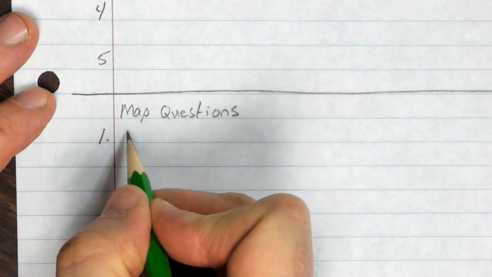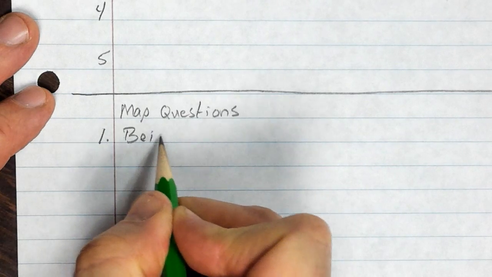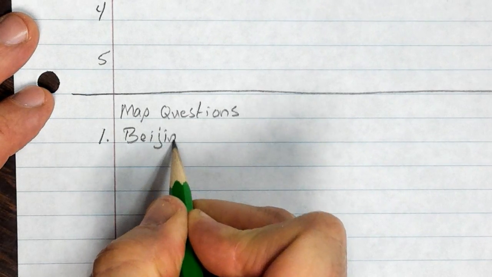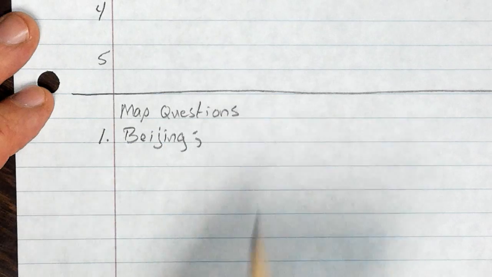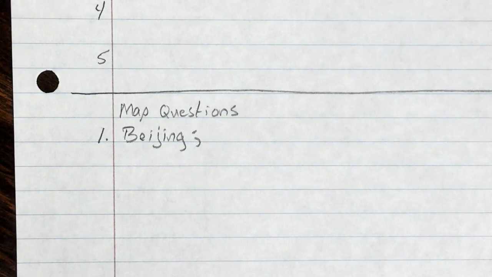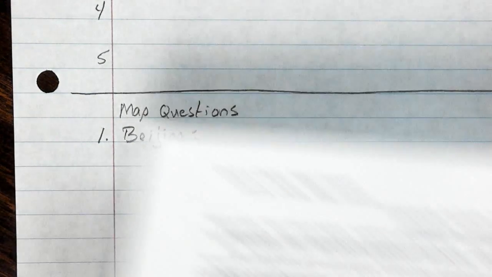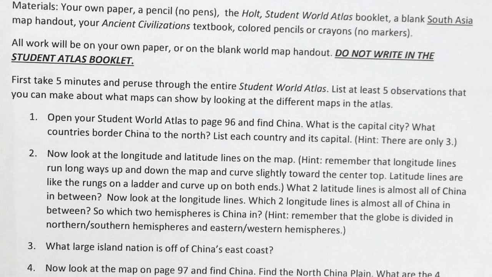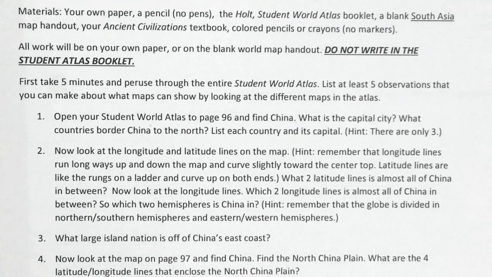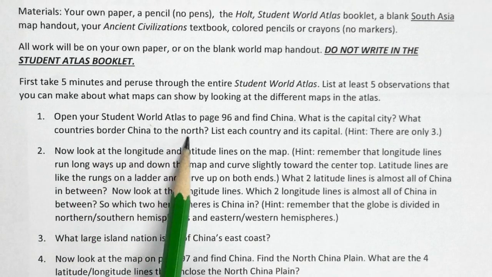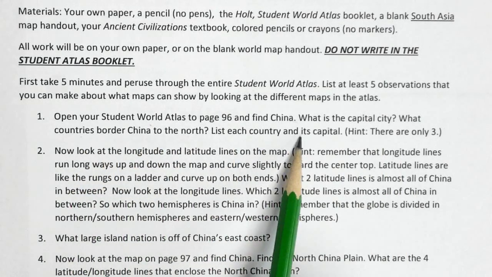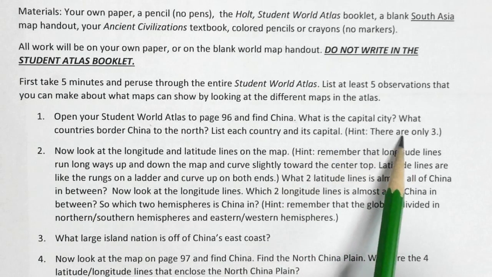So we go to answer sheet number one, B-E-I-J-I-N-G, semicolon. All right, now we go back to our chart. What countries border China to the north? List each country and its capital. Hint, there are only three. So we need three countries and three capitals.